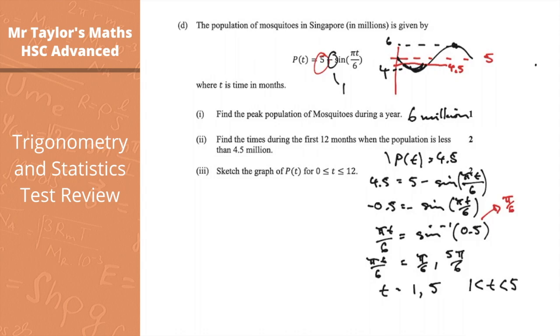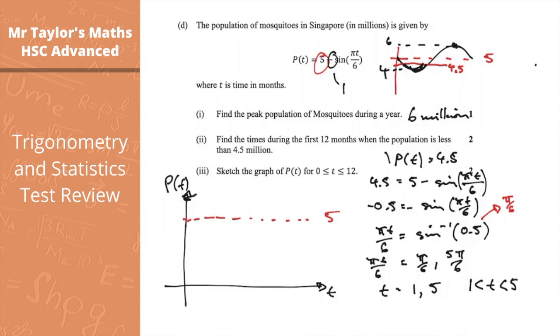Okay, last one is sketch. I've done a very rough sketch, so let's just do a little bit nicer. There's your t, here's your p of t. Principal axis is up here at 5, and my period will be 12. You can do that for yourself.